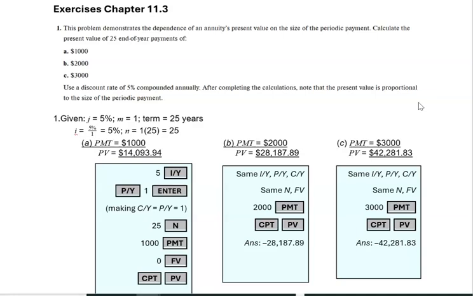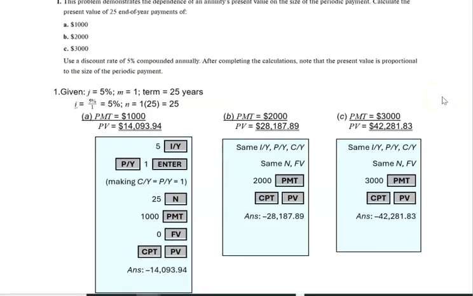So we want 5 IY. We want our PY to be 1. We want 25N, 1,000 PMT, 0 future value, and then compute present value. Okay, and it's coming up with a present value of negative 14,093.94.